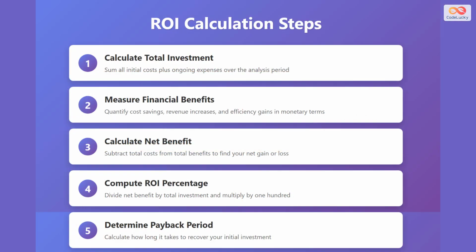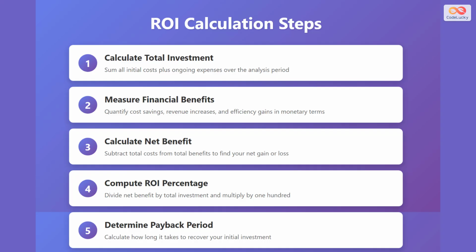Calculating ROI follows 5 essential steps. First, calculate total investment by summing all initial costs plus ongoing expenses over your analysis period. Second, measure financial benefits by quantifying cost savings, revenue increases, and efficiency gains in monetary terms. Third, calculate net benefit by subtracting total costs from total benefits to find your net gain or loss.